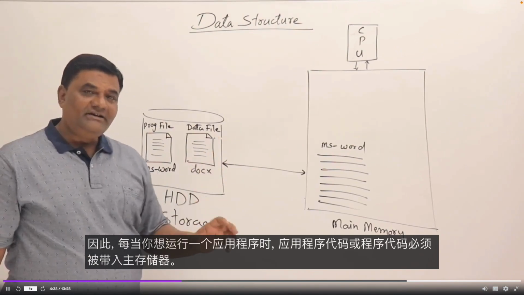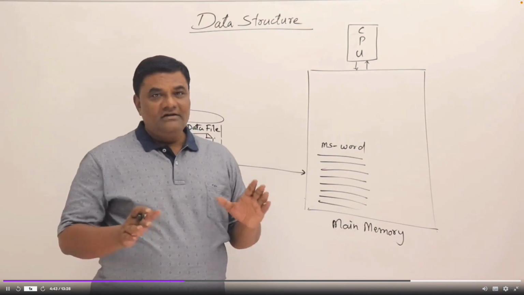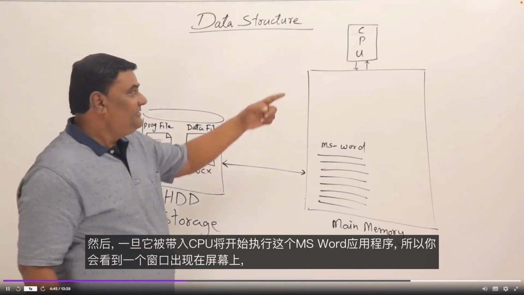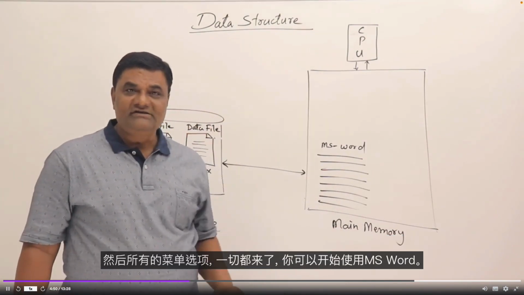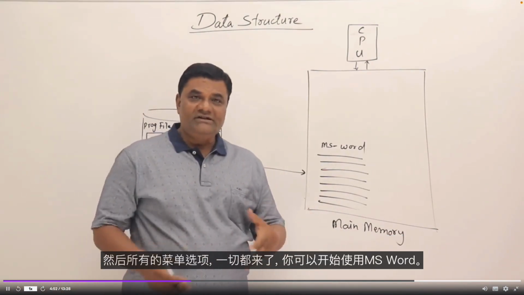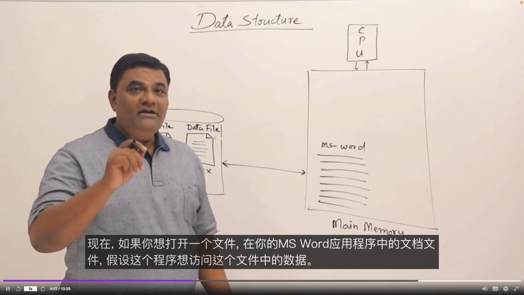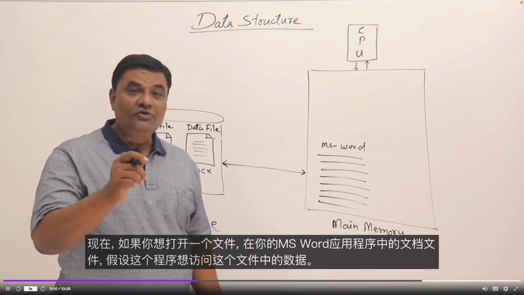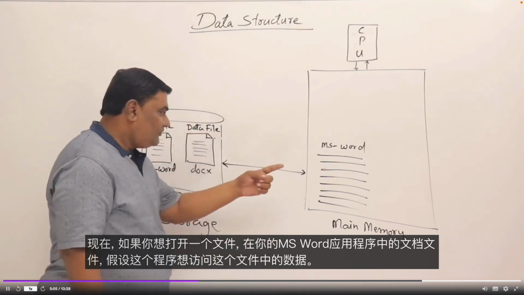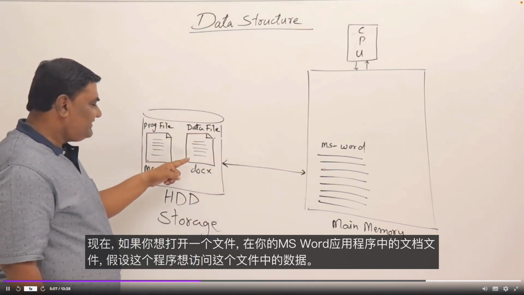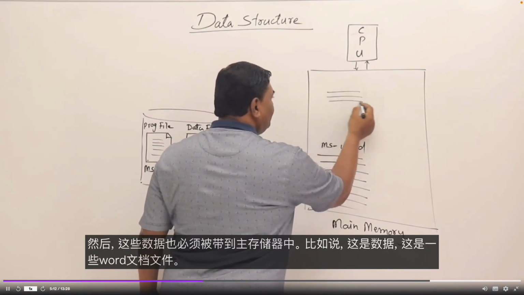So whenever you want to run an application, the application code or the program code has to be brought into the main memory. Then once it is brought in, the CPU will start executing this MS Word application. So you will see a window appearing on the screen, and then all the menu options, everything comes up and you can start using MS Word. Now, if you want to open a document file in your MS Word application, suppose this program wants to access this data in this file, then this data also has to be brought into the main memory.